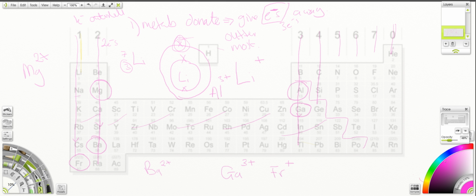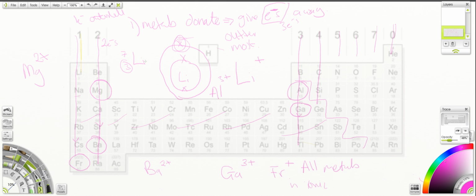Now, as you can see, all metals in ionic bonding will have a positive charge. We've just seen that, okay? They will have a positive charge.